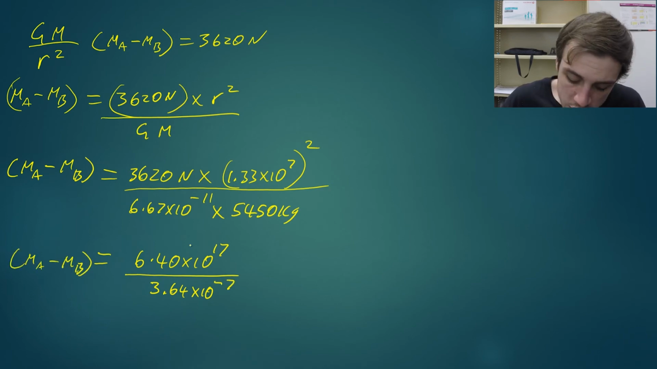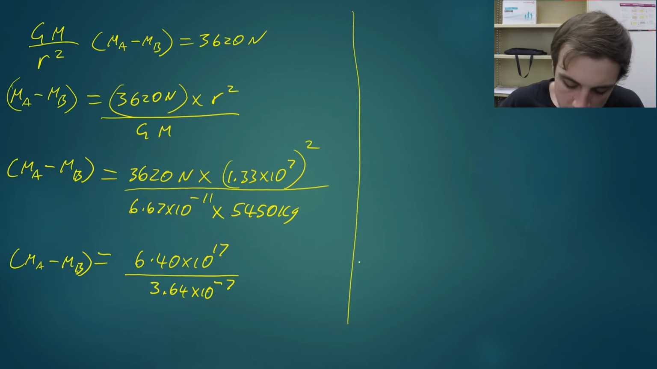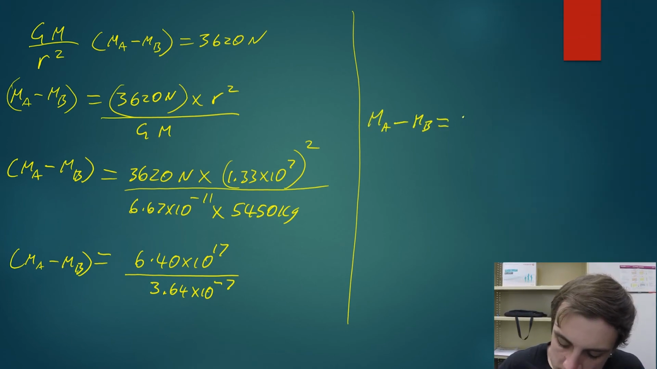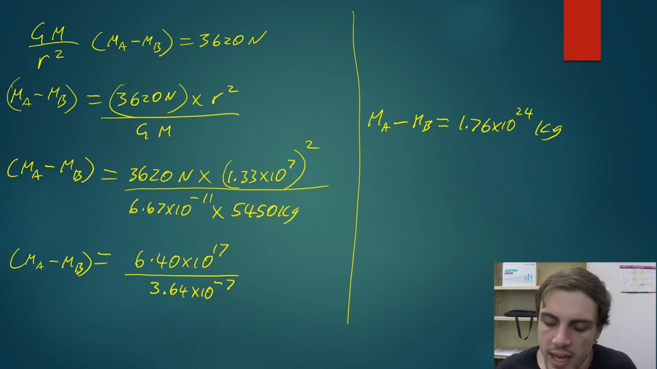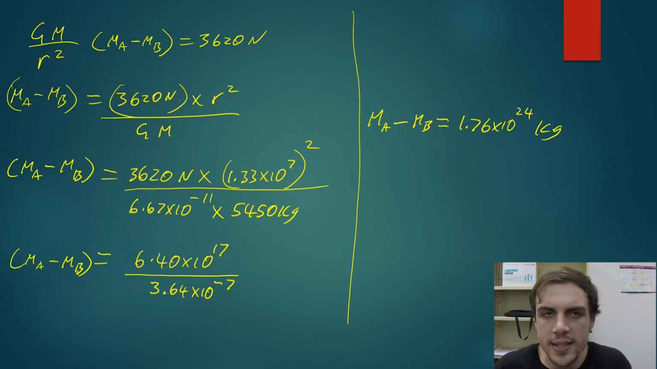Okay, so now we simply just need to divide these two and we're going to have our answer. So we pop this into the calculator and we know that MA minus MB is going to give us 1.76 times 10 to the 24 kilograms. That is the difference in mass of the two planets. So again, we look at this number and we go, does it make sense? Does it fit?